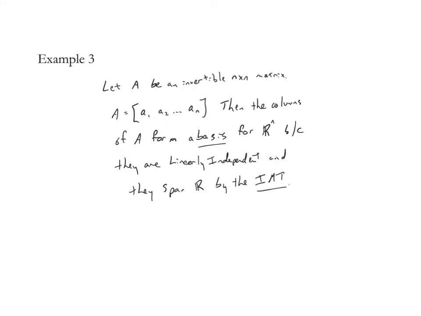So for an invertible 3 by 3 matrix, the columns are a basis for R3. For an invertible 4 by 4 matrix, its columns form a basis for R4. That's what that example says. And I know that because those are two of the conditions in the invertible matrix theorem.